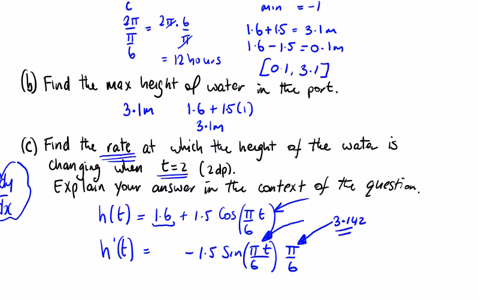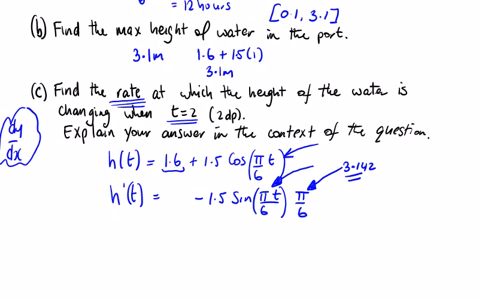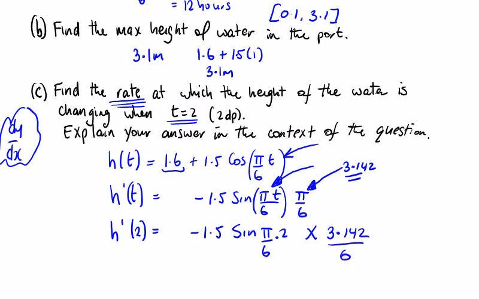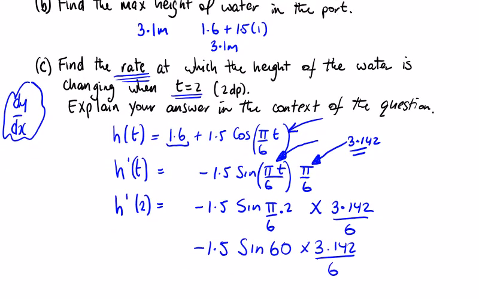Now you can change your calculator to radians, or you can do it in degrees here. H prime of 2 is going to be equal to minus 1.5 by the sine of pi over 6 times 2, and then we're going to multiply by 3.142 divided by 6. So pi over 6 is 30 degrees, 2 times 30 is 60, so you can use degrees here. Minus 1.5 by the sine of 60 by 3.142 over 6. And if we type this into a calculator, we're going to get minus 0.680, so minus 0.68.